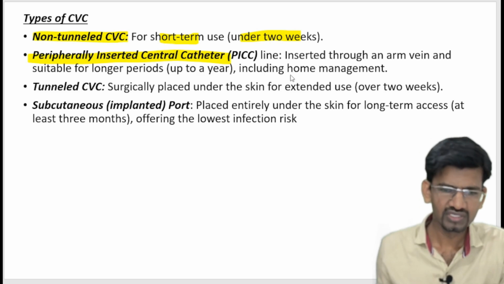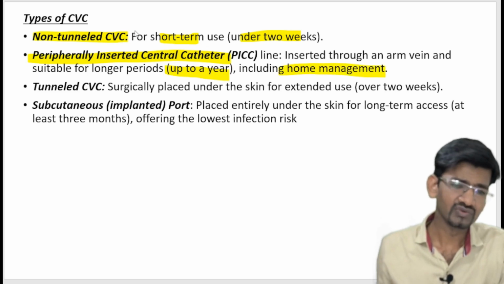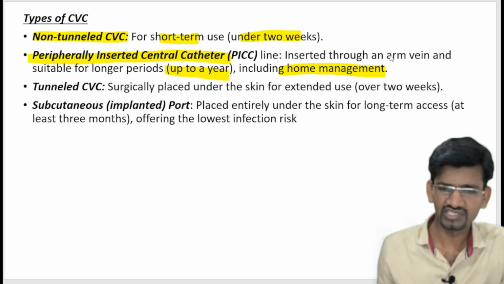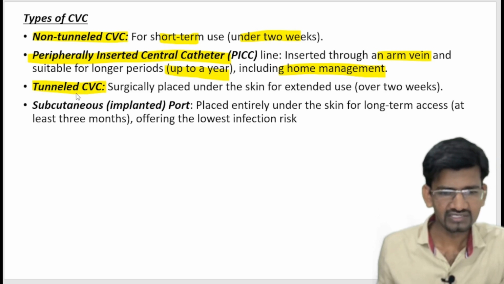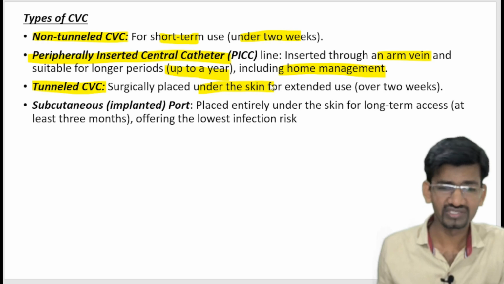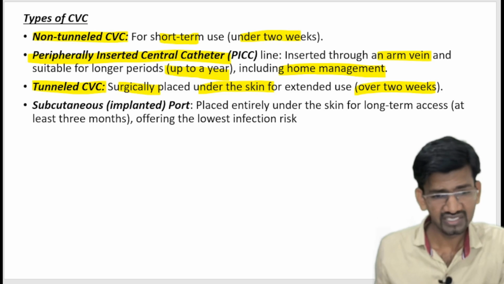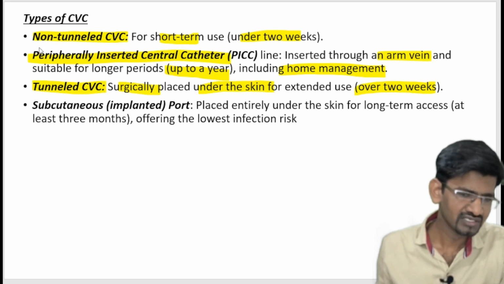This is used for a longer period, up to 1 year, when the patient requires home management. In that condition, we can go with the peripherally inserted central catheters, which are inserted through the arm veins. Then another one is the tunneled CVC, tunneled central venous catheterization, which is inserted surgically under the skin. When the patient requires more than 2 weeks of IV management, we can go with the tunneled CVC, but most commonly we use the non-tunneled CVC.